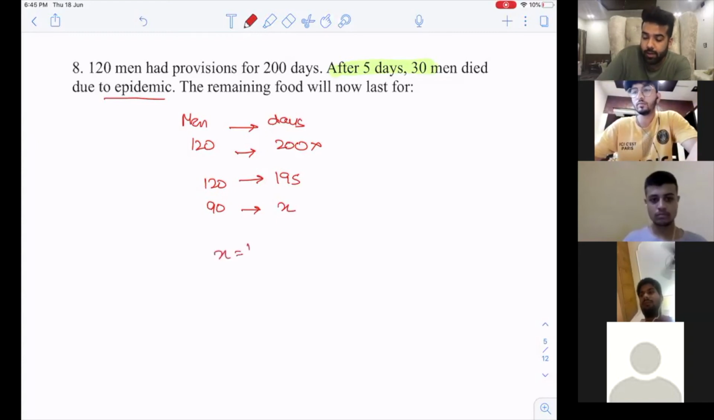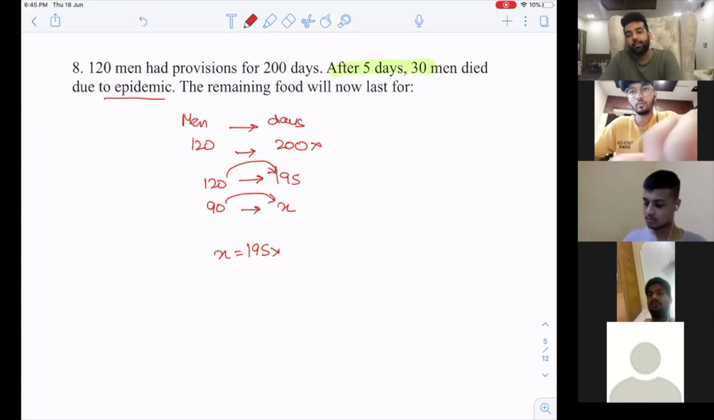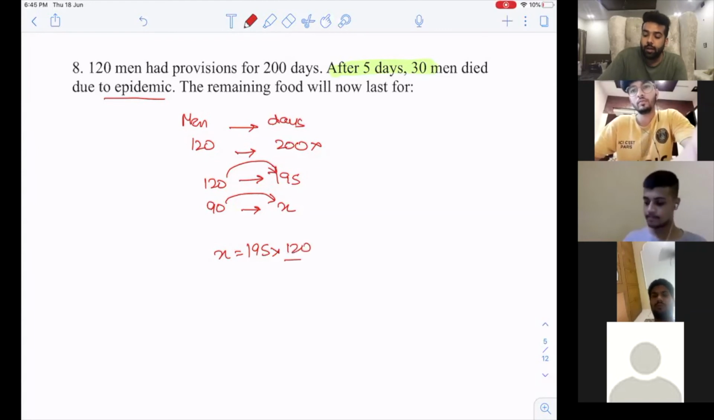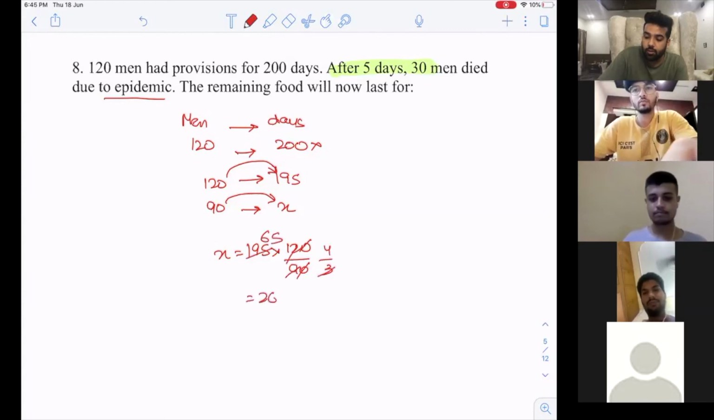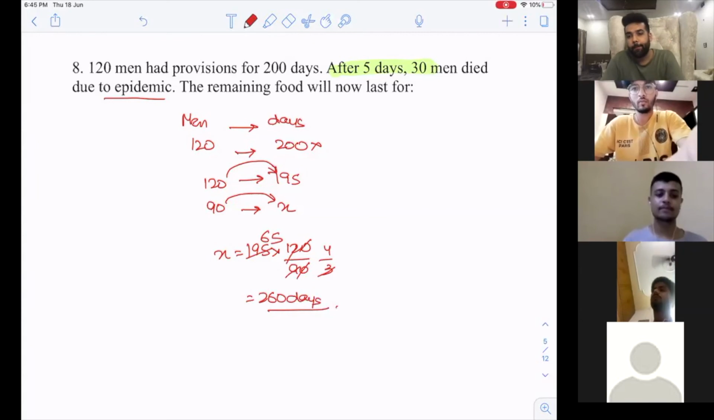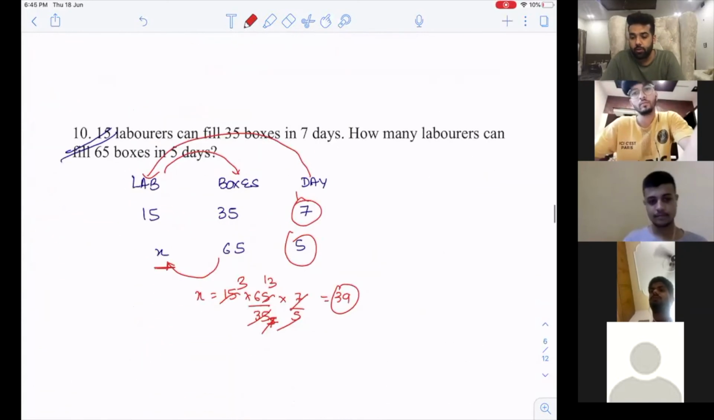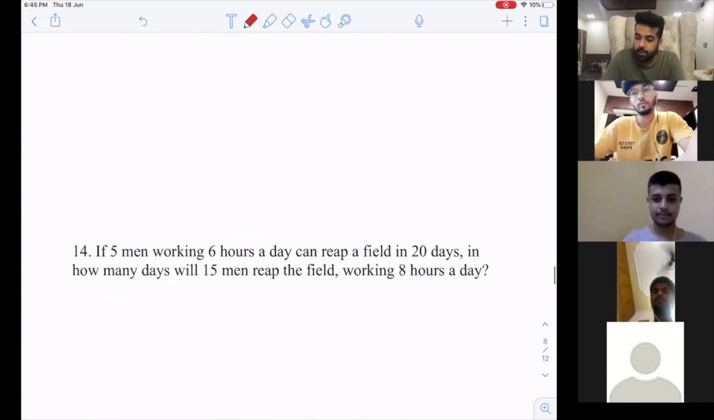So X is 195. If for 120 men, the food was lasting for 195 days, for 90 men, the food will last for longer days or lesser days? Longer days. 120 by 90, we cancel it. 65 into 4, 260 days. Is it clear or not, everybody? Clear, sir. Good. Let's go ahead.